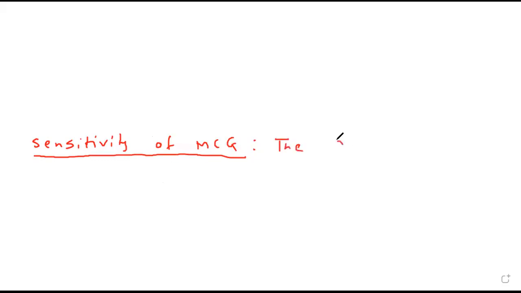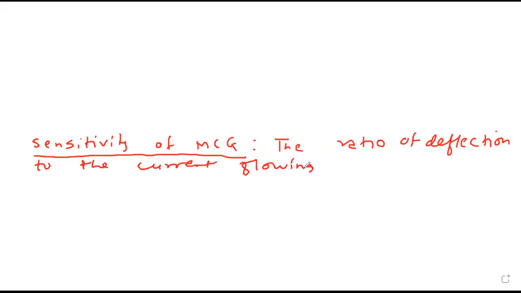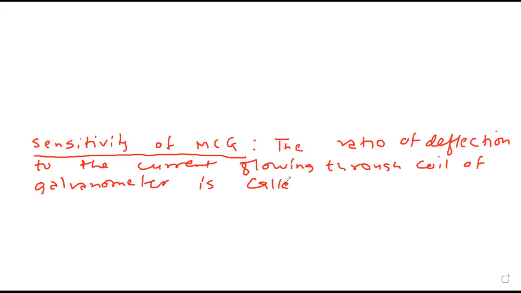So the ratio of deflection to the current flowing through the coil of galvanometer is called as sensitivity.